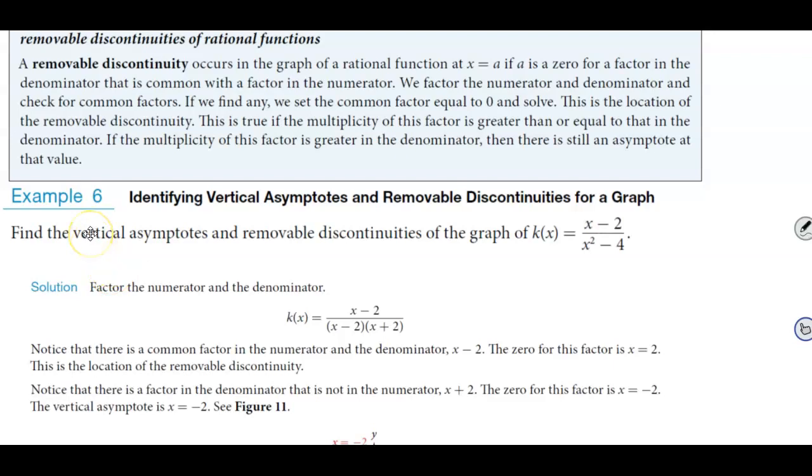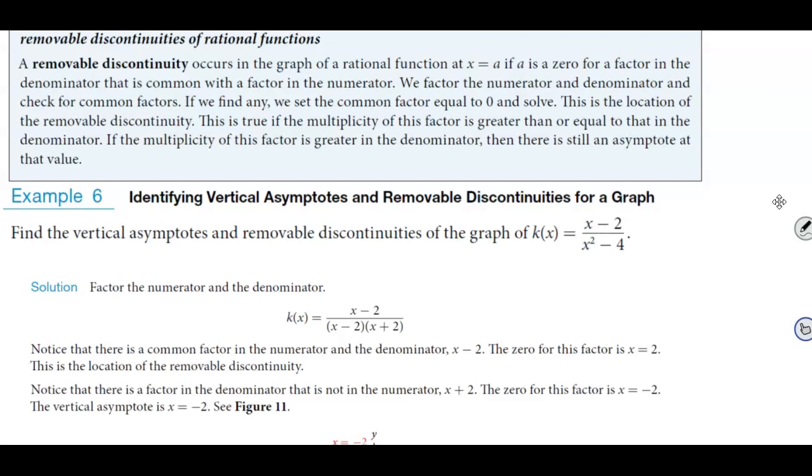In example number 6, we want to identify vertical asymptotes and removable discontinuities for a graph. So let's go over the definition of a removable discontinuity. It occurs in the graph of a rational function at x equals a if a is a 0 for a factor in a denominator that is common with a factor in the numerator.